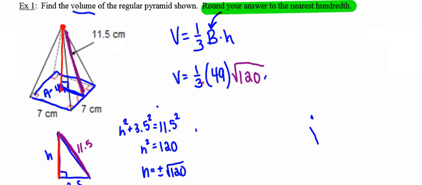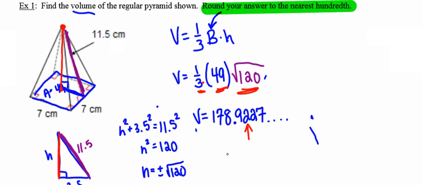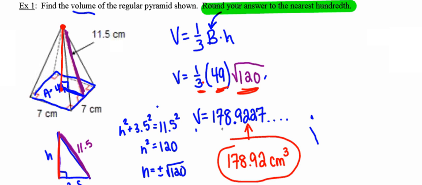And now, since I want to round to the nearest hundredth, I'm going to grab my calculator and type in 1/3 times 49 times the square root of 120. And when I type all that into my calculator, it tells me 178.9227 and a whole bunch of other decimals after that. Since I'm trying to round to the nearest hundredth, my volume is going to end up being 178.92 centimeters cubed, or cubic centimeters.